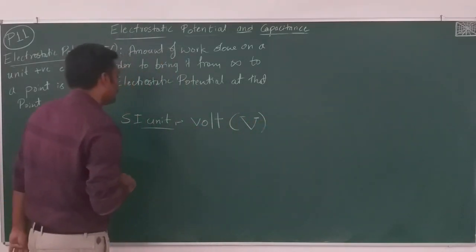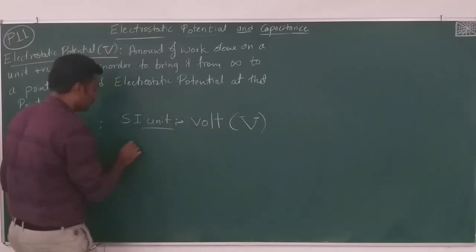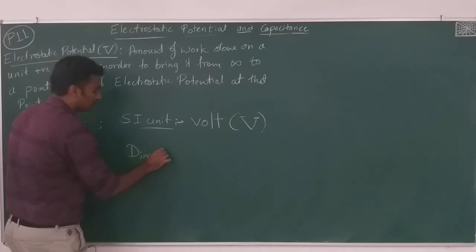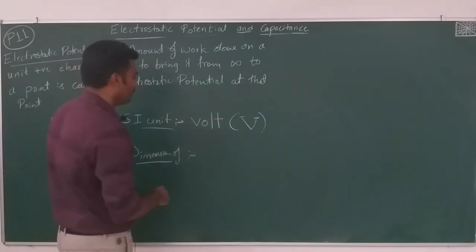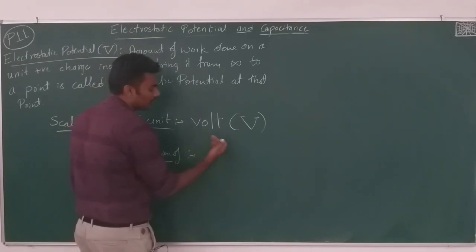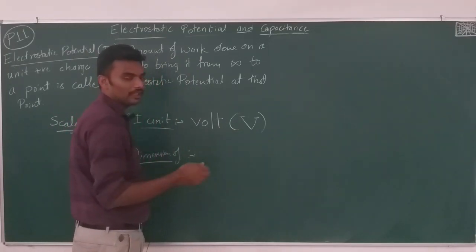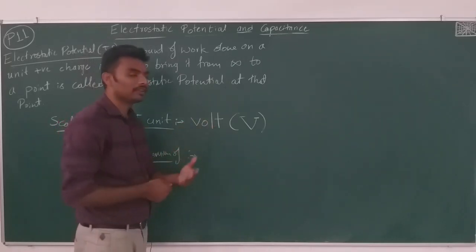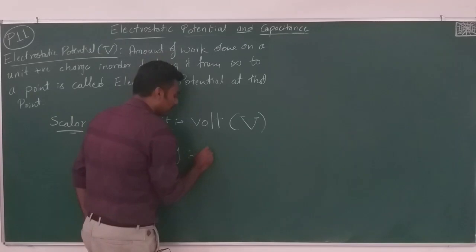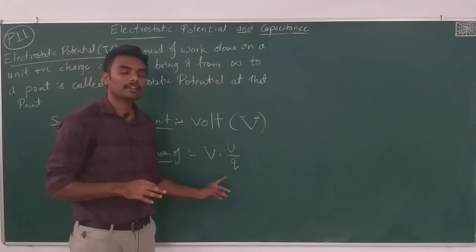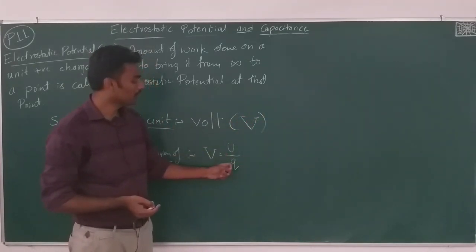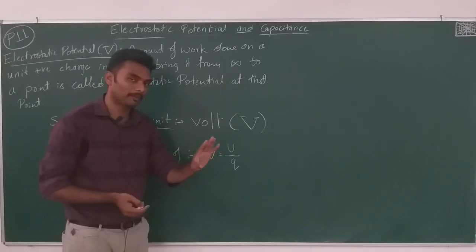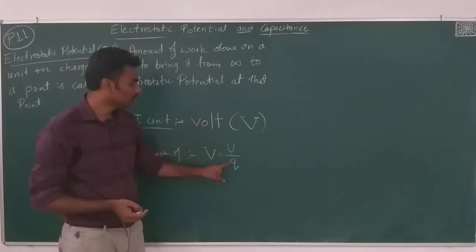Now the dimension of V, the dimension of electrostatic potential, do it. Look into the formula of V and E. That will give you the idea. Or I can give you the hint. See, potential is potential energy by charge, right? That is what we did. We made small q equal to plus 1 coulomb. Either you make small q equal to plus 1 coulomb, or you divide U by small q. Both are one and the same, right? So numerically V is equal to U by q.